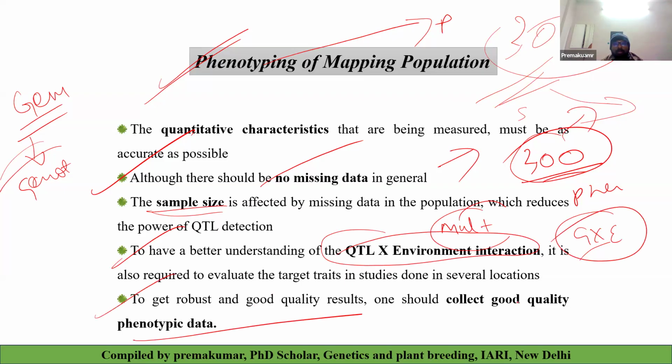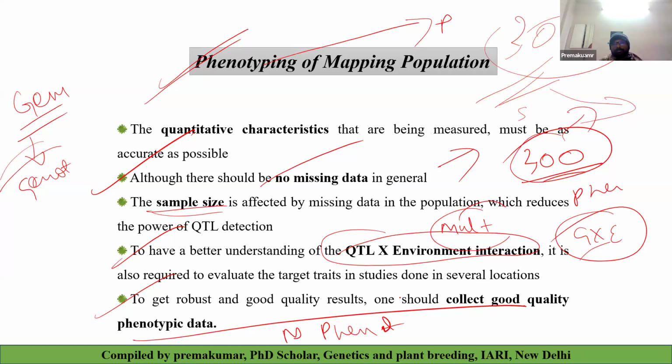Then use phenotyping techniques like phenomics. Advanced phenotypic techniques means accurate phenotyping must be done by using phenomics or by using multi-year data, multi-location data. Then you should not miss any phenotypic data of individuals. That is how to phenotype the mapping population.